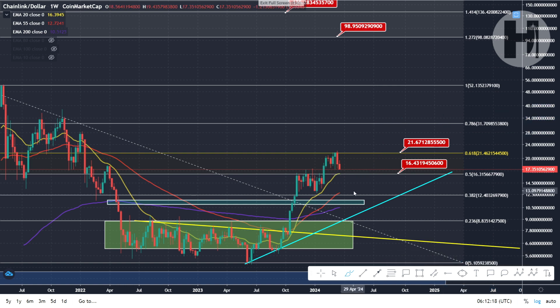Until that happens, we could maybe see even wicks below, and we could also come back down into this trading range that we already talked about on the daily chart. We also have this support trend line coming into play from June 2023. I doubt we're going to touch it, but again, anything can happen. You don't know what kind of a flash crash we could have.